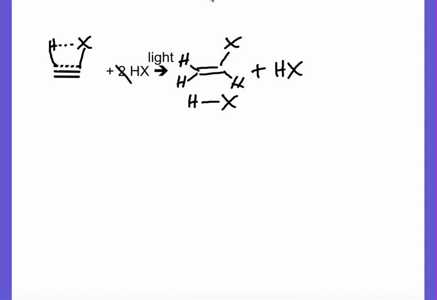So again, I'm going to break this bond here, break this bond here. I'm going to make some new connections here and here. But my final product has 2 halogens attached to the same carbon. And that always happens, no matter what.